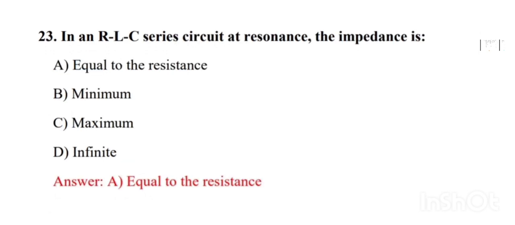In an RLC series circuit at resonance, the impedance is: option A, equal to the resistance; option B, minimum; option C, maximum; option D, infinite. The right one is option A, equal to the resistance.